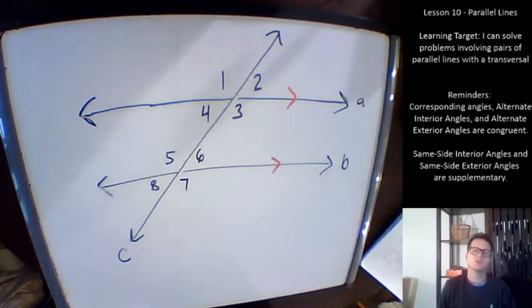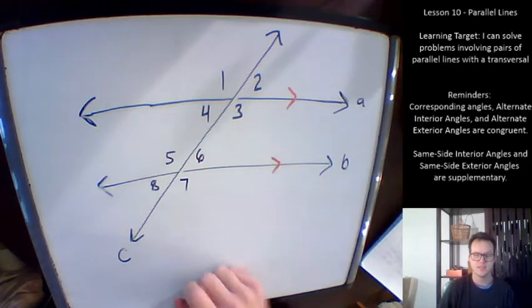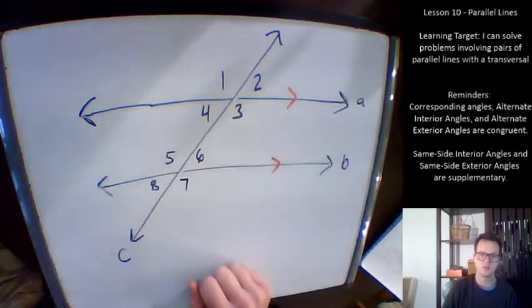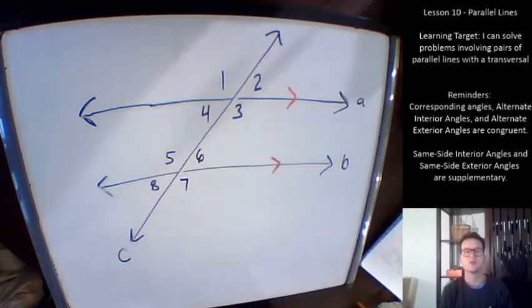Okay, the first relationship I'd like to talk about is corresponding angles. A pair of corresponding angles is two angles that are both on the same side of the transversal. What I mean by that is these angles 1, 4, 5, and 8 are all on the same side. And in this case, they're on the left side of the transversal. And then 2, 3, 6, and 7 are on the other side of the transversal. So corresponding angles are angles that are on the same side of the transversal, and they also have the same relationship with the parallel line that they are touching.